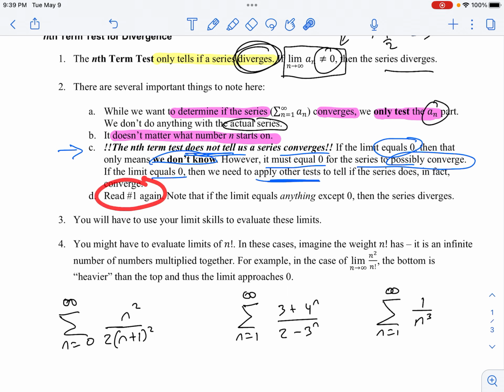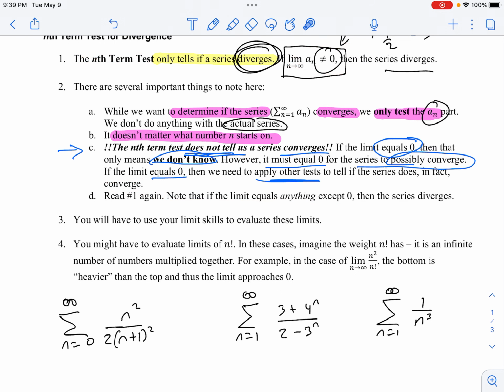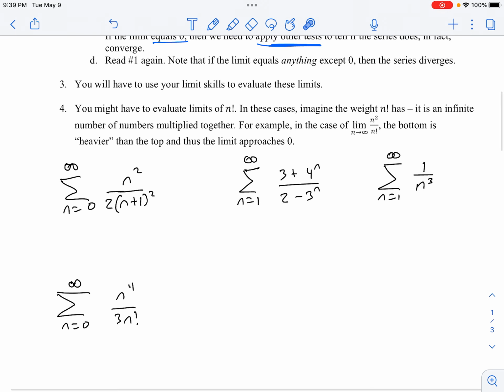So I will say this again. Read number 1 up here again. Note that if the limit equals anything except for 0, then it diverges. And that's all we can do with the nth term test. Overall, it's not a hard test. Unfortunately, overall, it doesn't usually give us a lot of information.